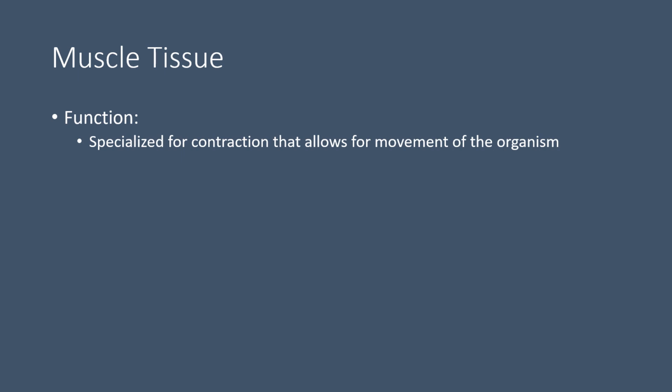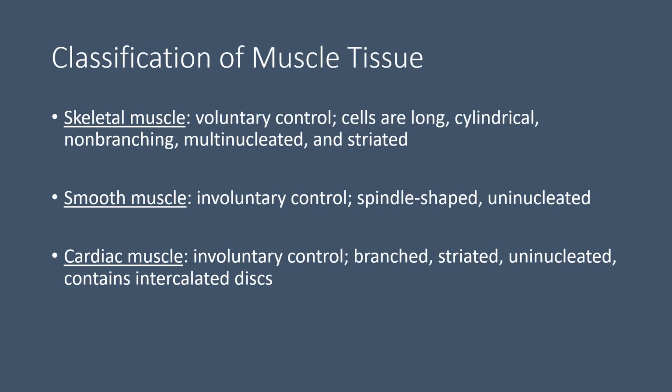And then muscle tissue. So you have your epithelial, your connective, your nerve, and then now the last of the four types is the muscle tissue. Muscle tissue is specialized that it allows for contraction, and so therefore this allows for movement of the organism. There's three different types of muscle tissue. There's skeletal muscle, smooth muscle, and cardiac muscle. Skeletal muscle is under voluntary control. Smooth and cardiac are involuntary.